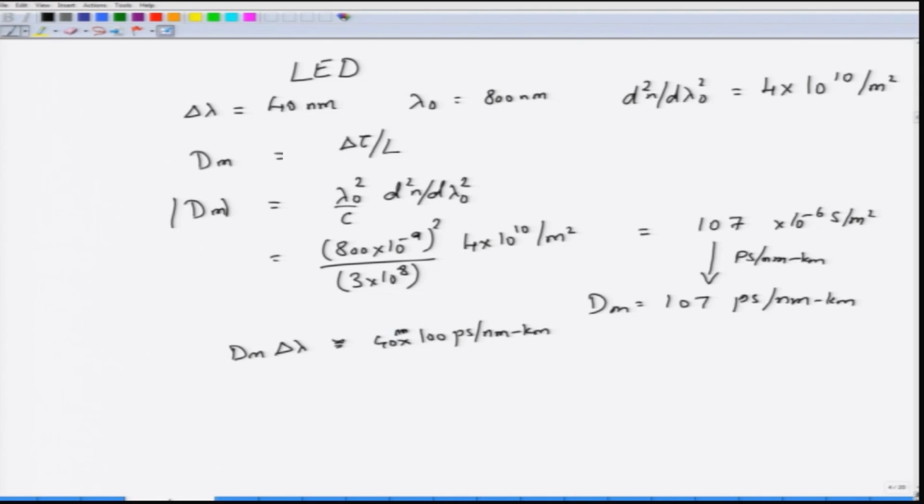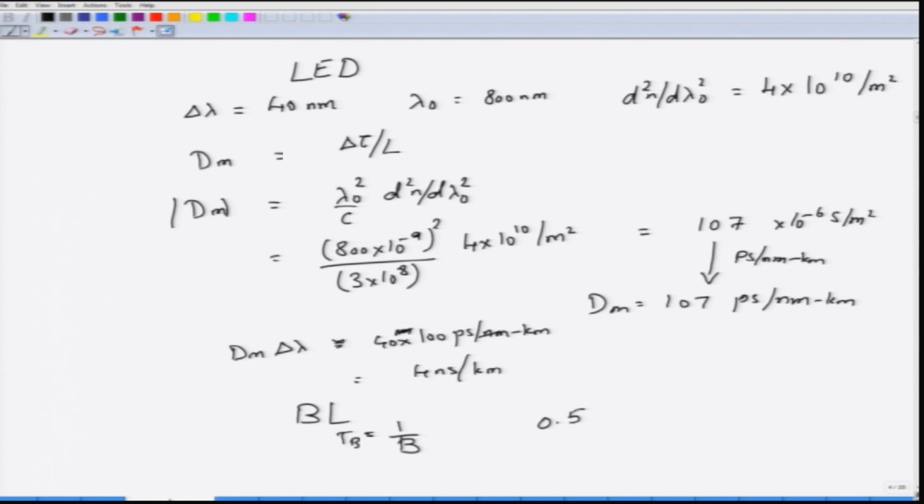So this is 40 nanometer, so nanometer goes away over here, you get around 4000 picoseconds per kilometer, or 4 nanosecond per kilometer. Remember, we have talked about this B into L product, right? So B into L is the bandwidth into L product, and we have talked about that if you want to transmit at B, you are transmitting one pulse every 1 by B seconds. So you are transmitting this, and this is the rate at which the pulses are coming out, or this is the time period of the pulses.